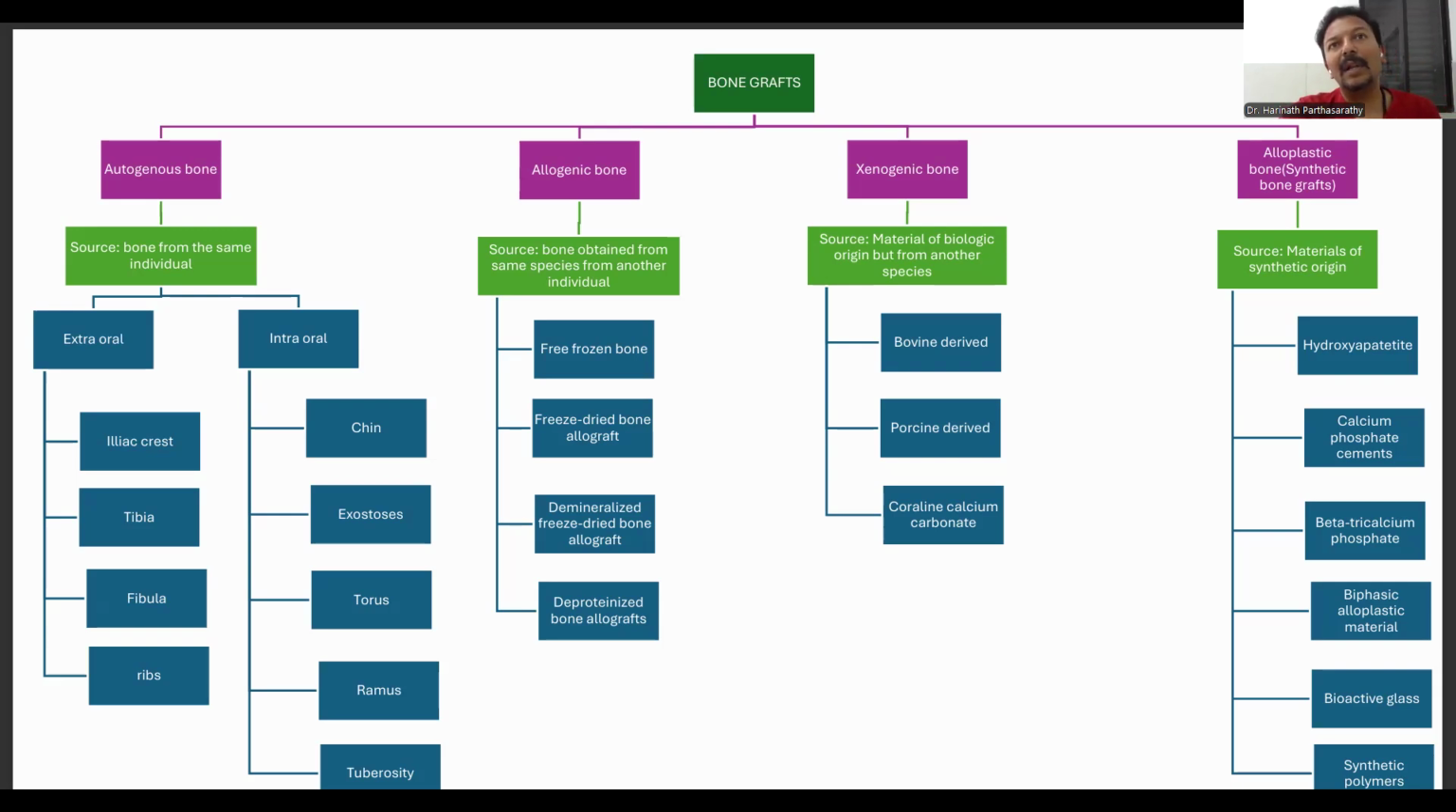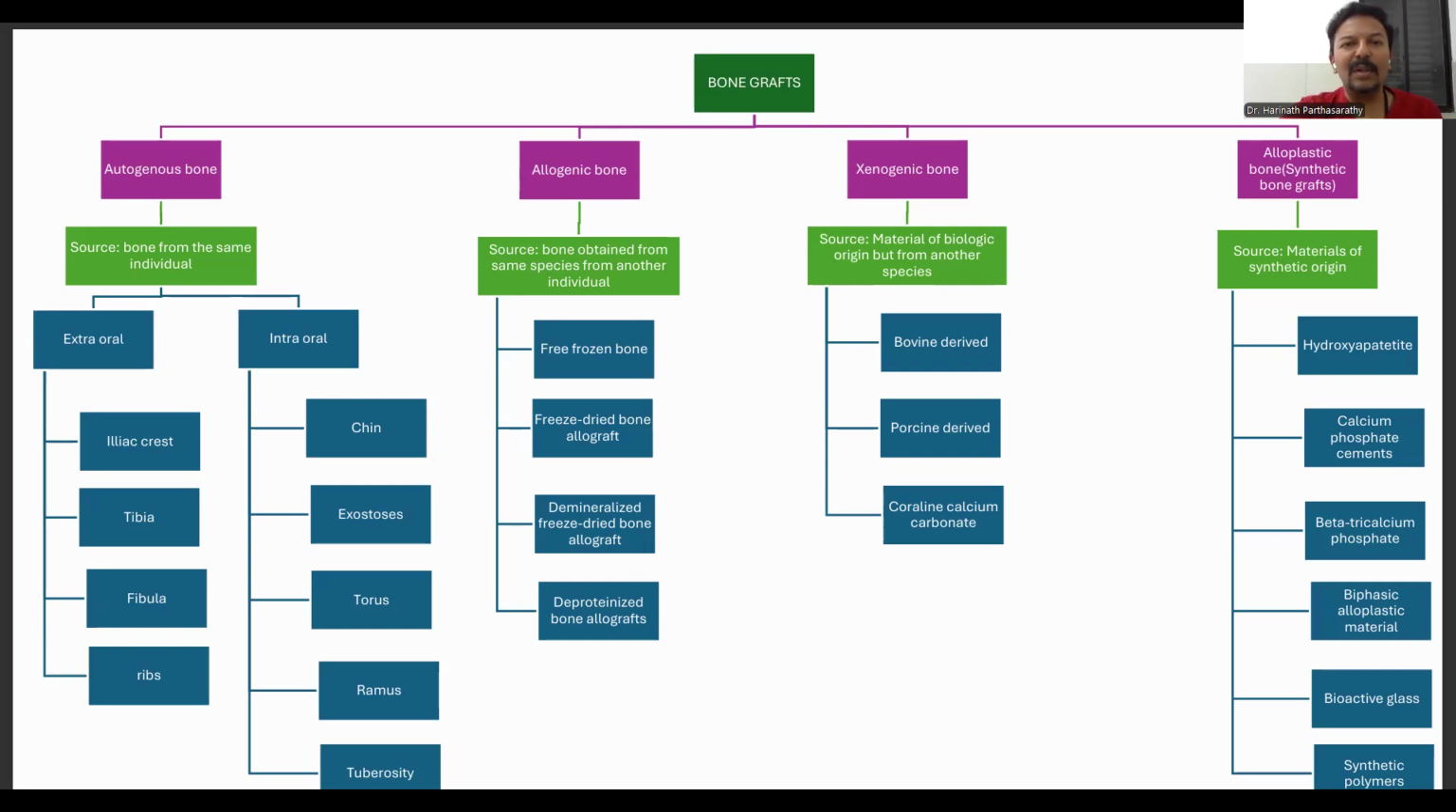The only limitation of these intraoral sites will be the limited availability. For example, if you want a large volume of bone graft for your regenerative procedures, depending only on intraoral sites may not give you sufficient bone volume, because we cannot harvest from multiple sites, and there's going to be a lot of morbidity, too much pain and discomfort to the patient during the healing phase. That's why we look to the other option, which is the extraoral sites.